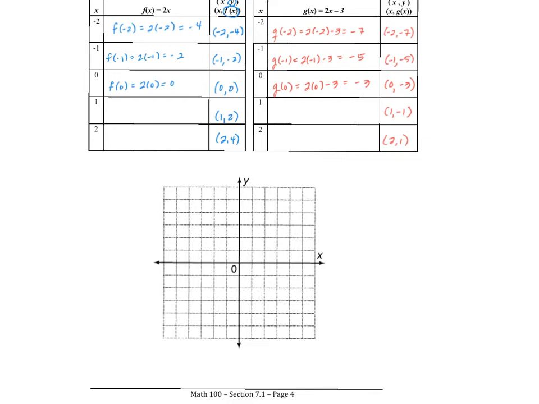We'll start with F, and I'll use blue to be consistent. We have x value of -2, a y value of -4, so down 1, 2, 3, 4. And I have a -1, -2, 0, 0, 1, 2, 2, 4. I have this blue line. And since it was given the name of F, I'm going to use that letter.